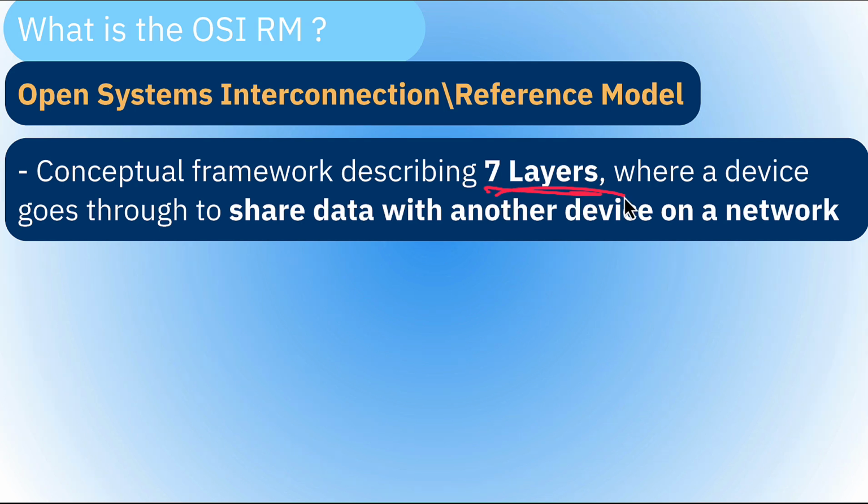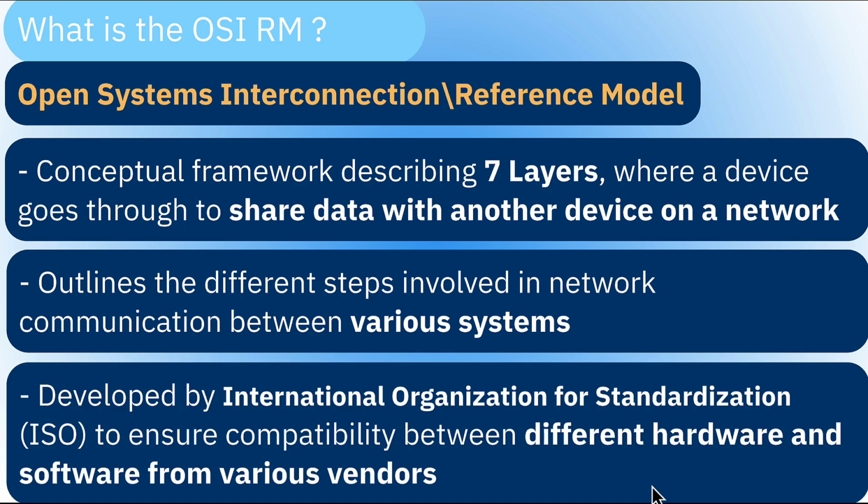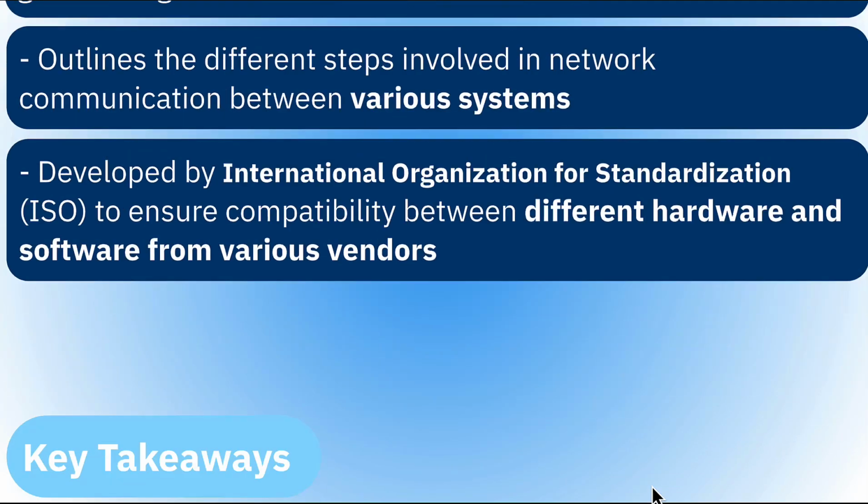Remember, this is going to be a 7-layer model. It outlines the different steps involved in a network to communicate between the various systems. So it doesn't have to be the same type of system. And this was basically developed by the International Organization for Standardization, or ISO, to ensure compatibility between different hardware and software from various vendors.